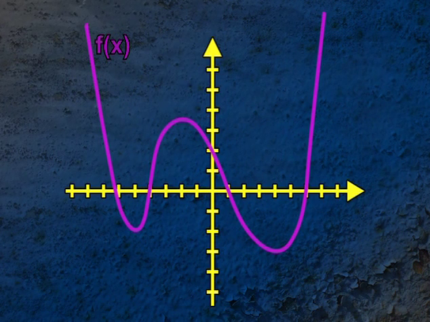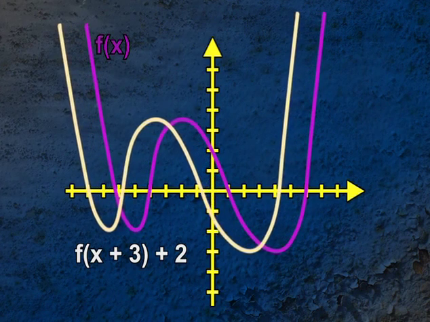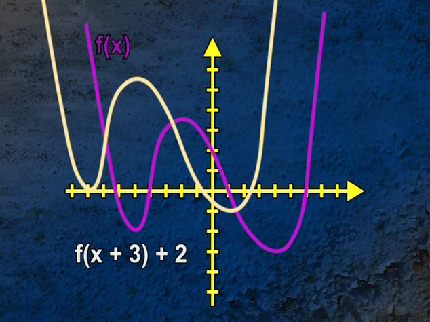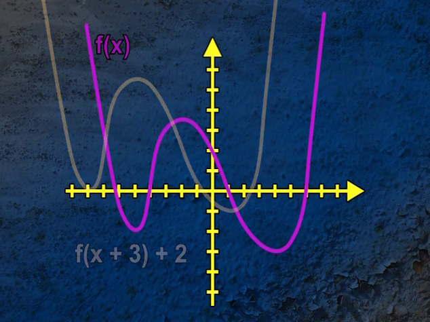Well, let's put both ideas together. Let's think about horizontal and vertical movement. F of x plus 3 plus 2. Well, the x plus 3 means the graph moves left or right in a direction we don't expect, so the graph will move to the left 3 units. And the plus 2, of course, will move the graph up 2 units on the coordinate plane.